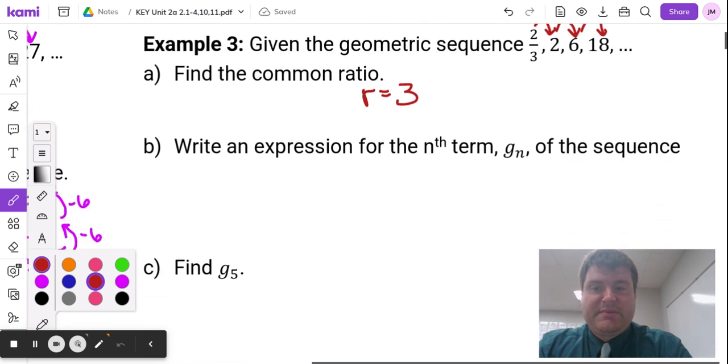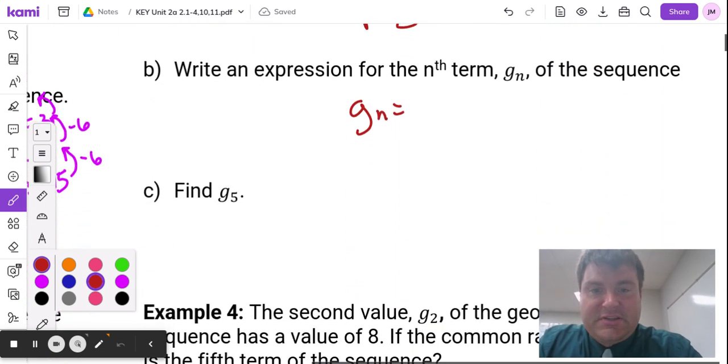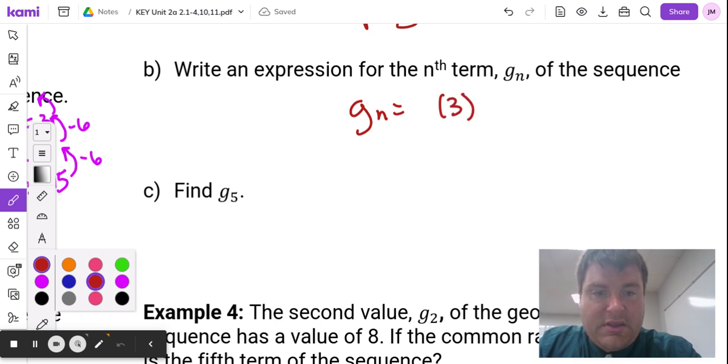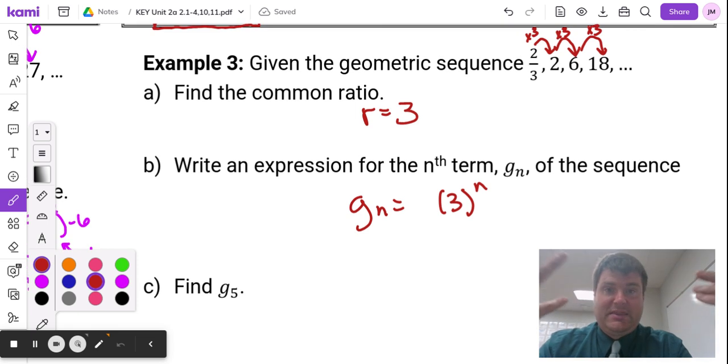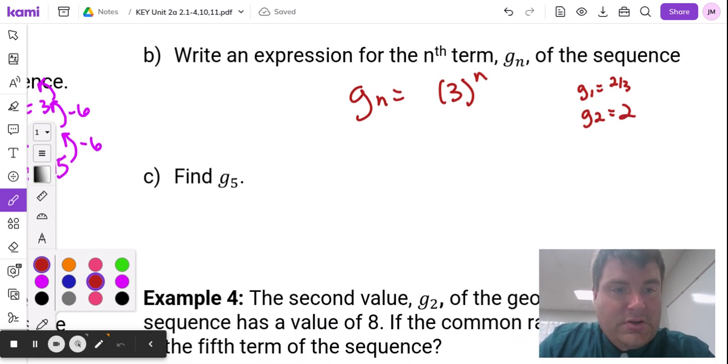So what's the nth term? I'm going to use this top one again, g sub n is equal to, I'll figure out the g sub 0 in just a second, but this is going to be times 3 to the n. Now, what's the g sub 0 term? We're gonna go backwards like we did on the previous one. So if I have g sub 1 is 2/3, g sub 2 was 2, g sub 3 was 6. So going backwards, we're dividing by 3. We have to go backwards, divide by 3 to find the g sub 0 term.